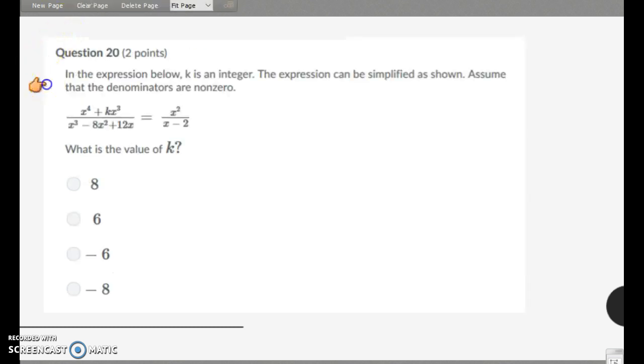Question number 20. In the expression below, k is an integer. The expression can be simplified as shown. Assume that the denominators are non-zero. So the expression x to the fourth plus x plus k x to the third divided by x to the third minus 8x squared plus 12x is equal to x squared divided by x minus 2. What is the value of k? 8, 6, negative 6, or -8.